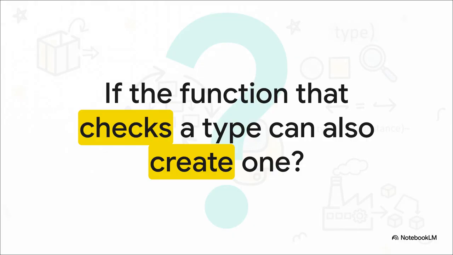This is a tiny glimpse into a really advanced topic called metaprogramming, the idea of code that can manipulate other code. And it leaves us with this final fascinating question to think about. If the very same function we use to check what something is can also be used to create what something is, what does that tell us about the nature of code itself in Python?